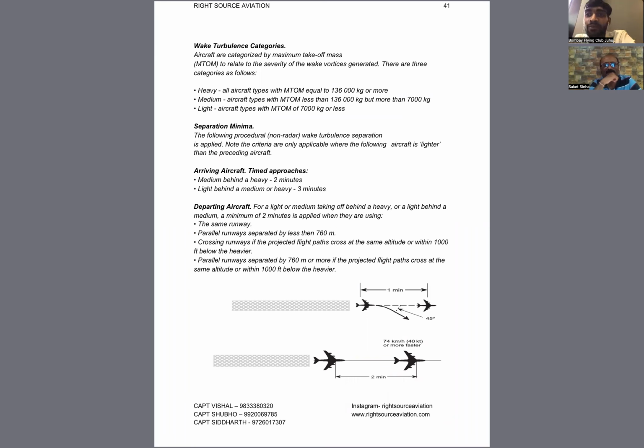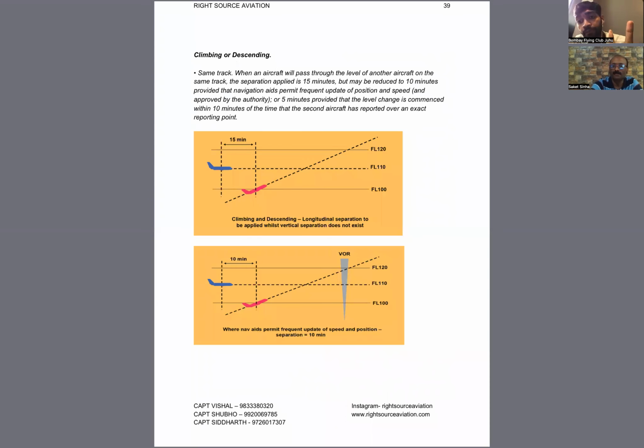Something more is depending. Traffic separation. Now let's recall what we have studied first. The traffic separation can be of two types: vertical traffic separation and horizontal traffic separation. Vertical traffic separation for the same side traffic is 2000 feet, and for the reciprocal traffic it is 1000 feet according to the semicircular rule, right?